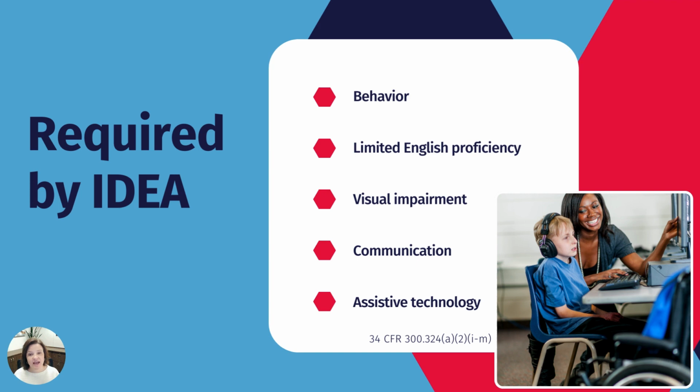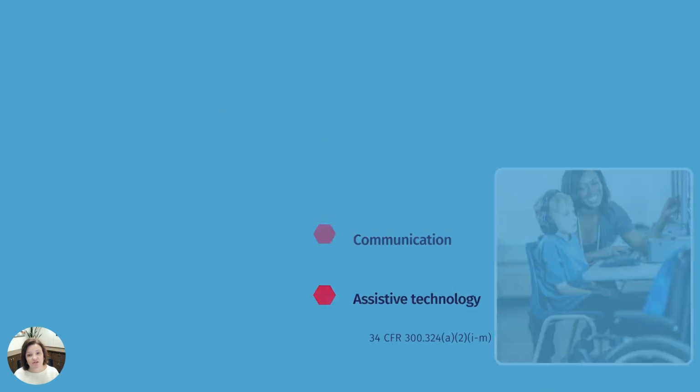The IDEA lists factors that must be addressed in every IEP. These include behavior, limited English proficiency, visual impairment, communication, and assistive technology. In Alabama, the need for adaptive PE, instruction using alternative standards, and transition are also considered special instructional factors.